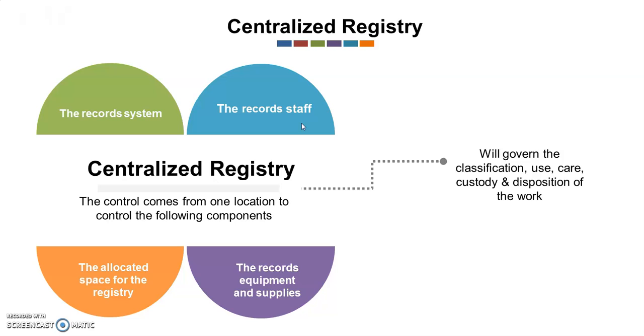When we talk about the second component that the control comes from one place, it is the record staff. When we have one place handling the current record, definitely we only have that number of record staff who are responsible for handling the records. Not only that, the other components like record equipment and supply will also be used in a standardized form for the one place. And also the allocation of space for the registry will be in one place.